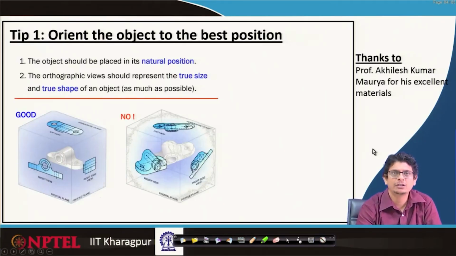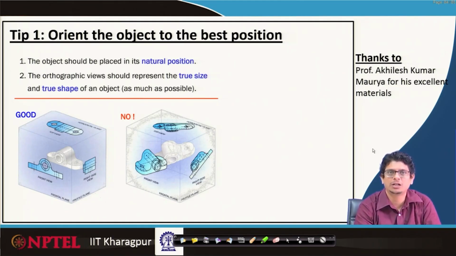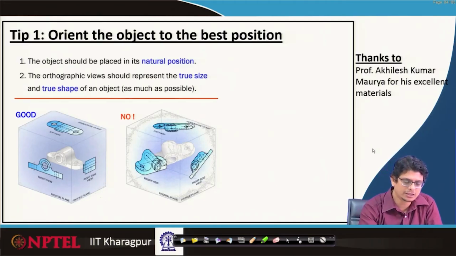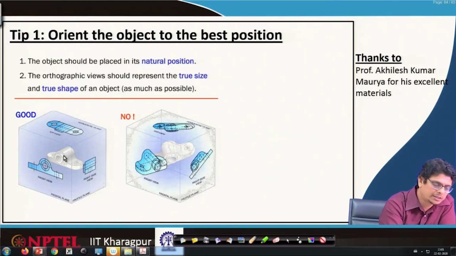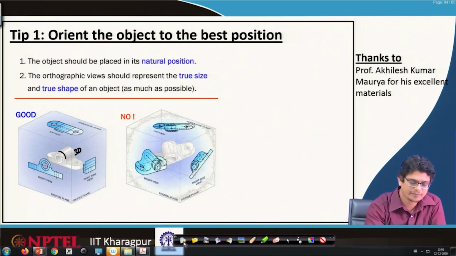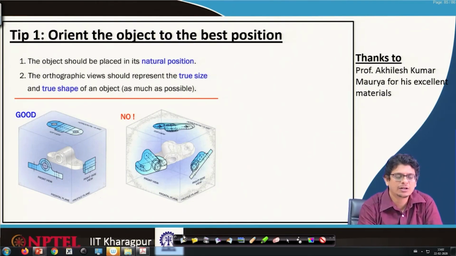For example, here we are showing two orthographic projections. One is good, there is nothing wrong. However, what is good and what is not that good, we have to decide. For example, here there is a bearing-like shape, a 3D bearing kind of shape, and we have to decide what the views are.